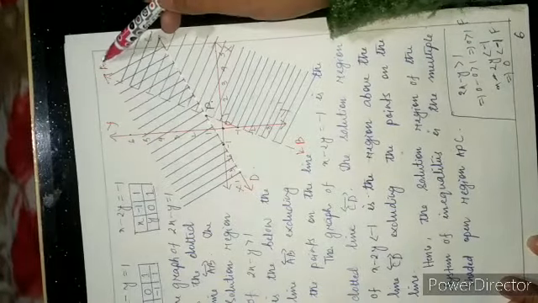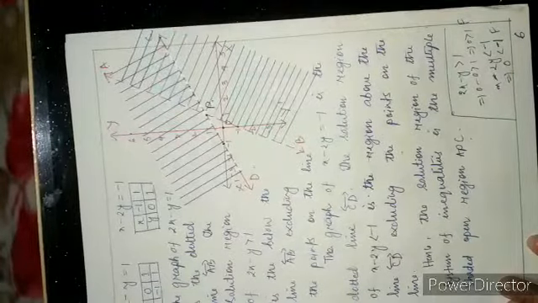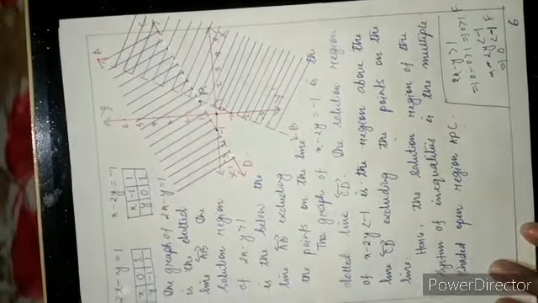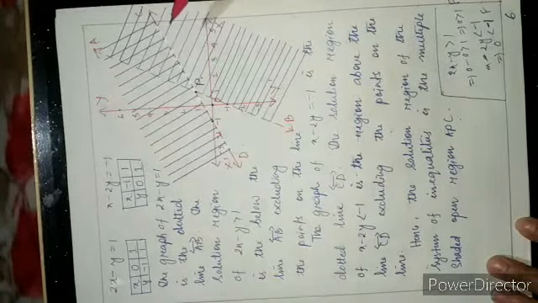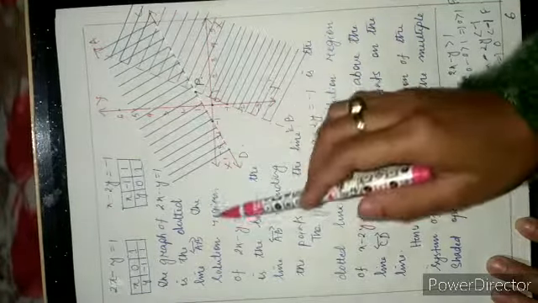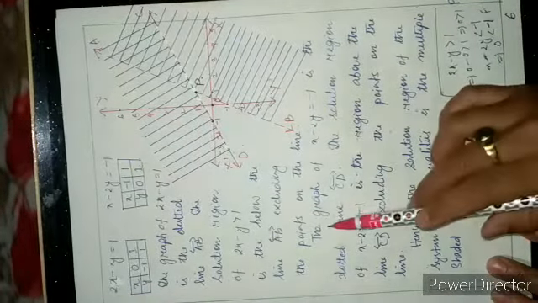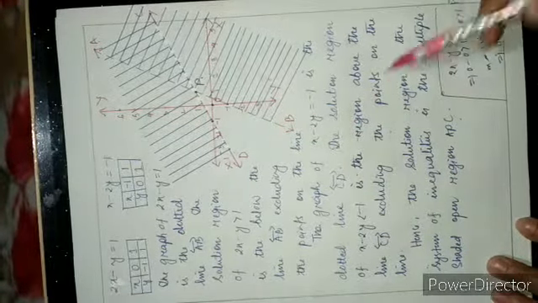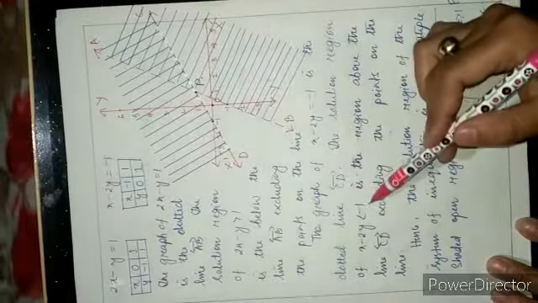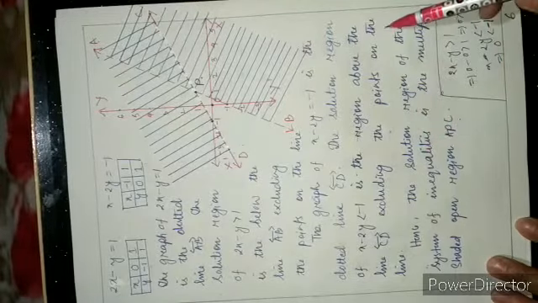This is the solution region of the system of inequalities. Summarizing in words: the graph of 2x minus y greater than 1 is the dotted line AB. The solution region is below the line AB, excluding the points on the line. Next graph, the graph of x minus 2y equals -1 is the dotted line CD. The solution region of x minus 2y less than -1 is the region above the line CD, excluding the points on the line.